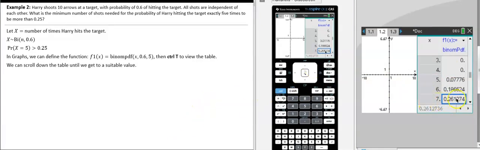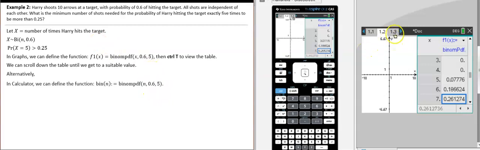And so this tells us that 7 trials gives us a probability of 0.26 that he hits the target 5 times, and that's the first time that our probability is greater than 0.25. So the minimum number of trials, or the minimum number of shots, would be 7.